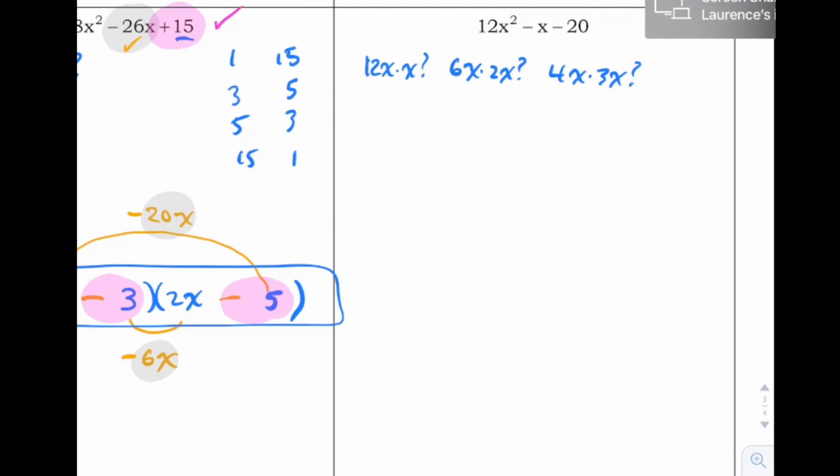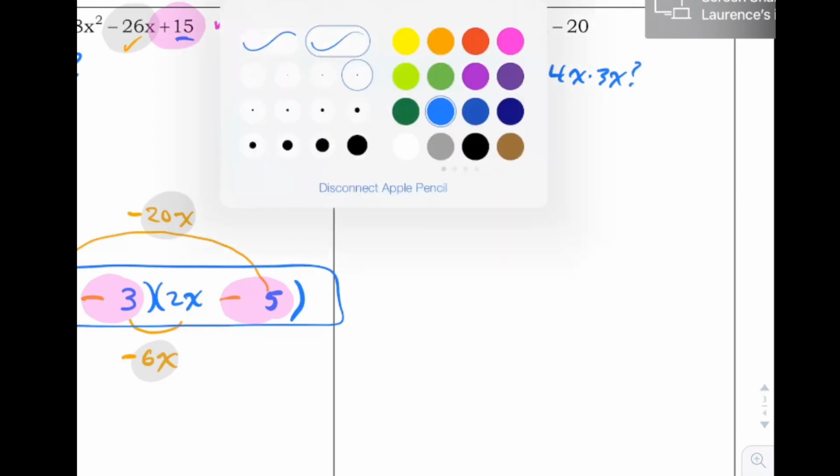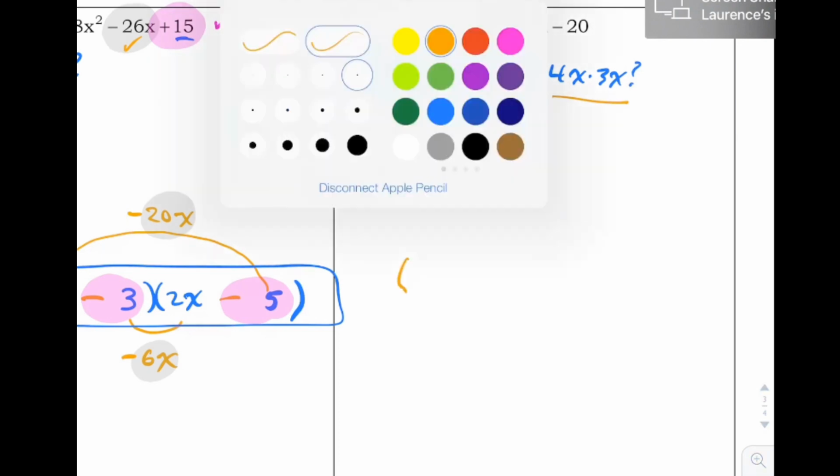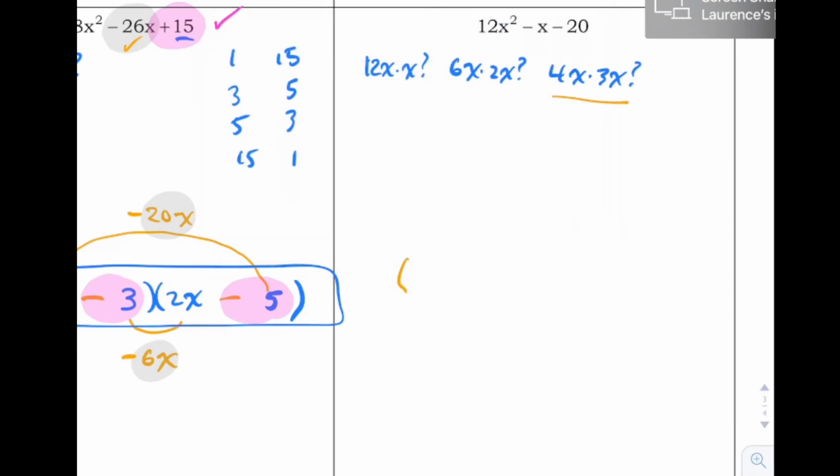So I'm going to start, I'm not guaranteeing this will always work, but I'm going to start with the numbers in the middle, the 4x and the 3x, because often that'll do it for me. So I'm going to take the 12x squared and I'm going to think of it as a 4x times a 3x, and I'm going to hope this works.